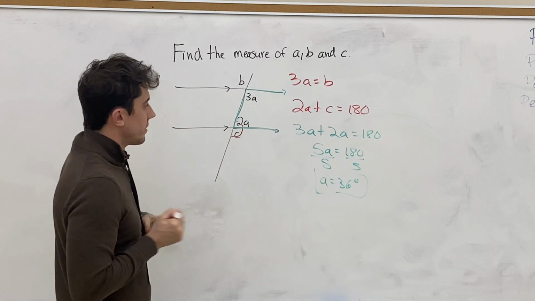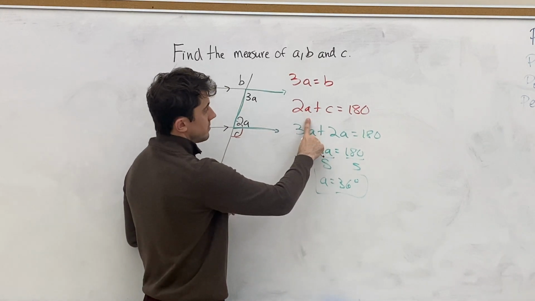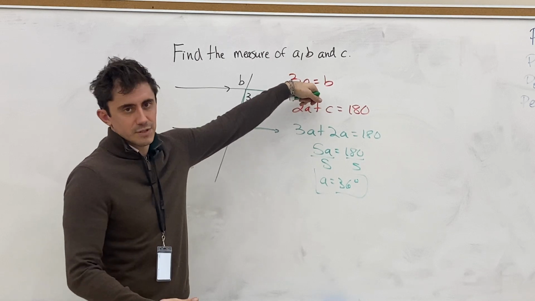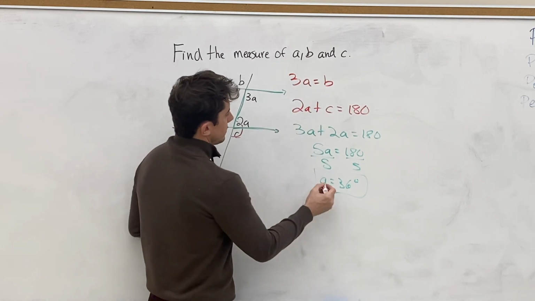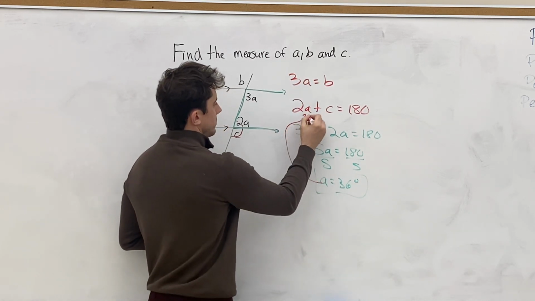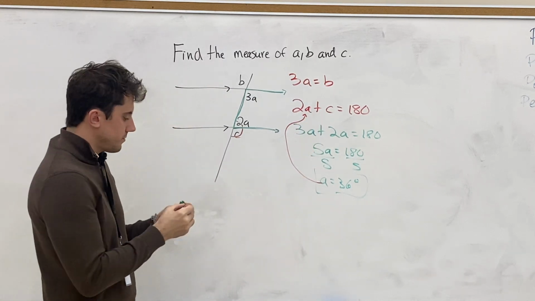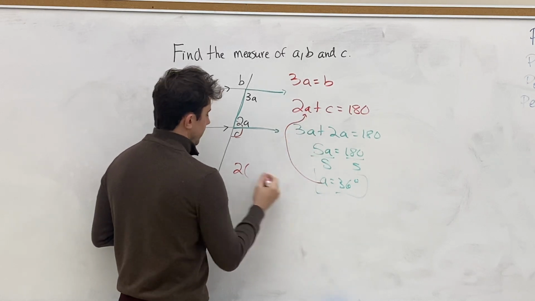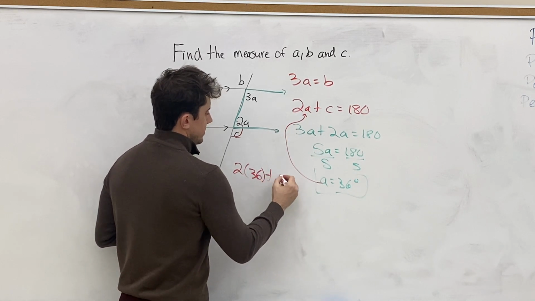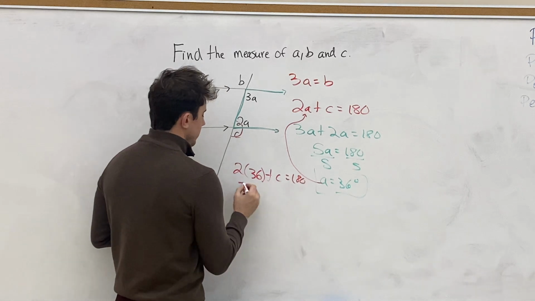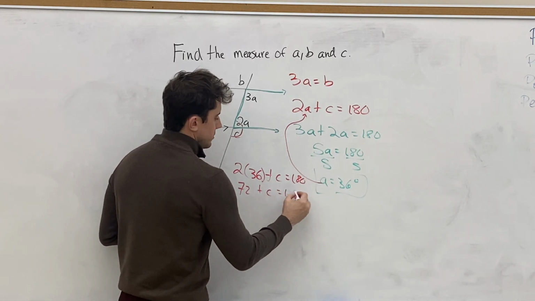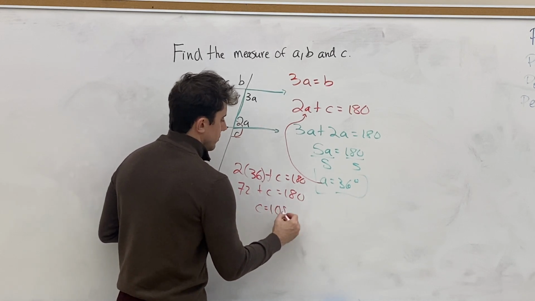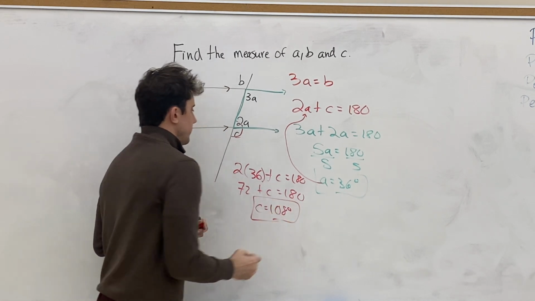Now, from there, we can plug it back into here. And then we can probably plug it back into here to find B and C respectively. So let's go ahead and do that. Let's plug A into our 2A plus C is equal to 180 equation, right? That'll mean that 2 times A being 36 plus C is equal to 180. That's a fairly straightforward equation to solve. You guys know how to solve that. And that means that C is equal to 108 degrees, okay?